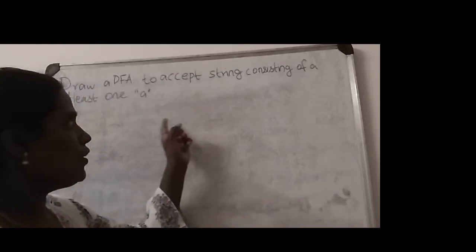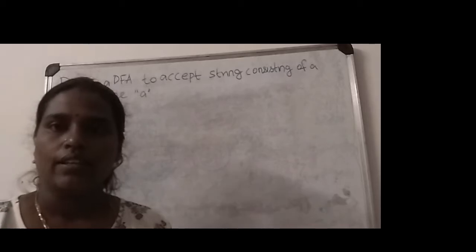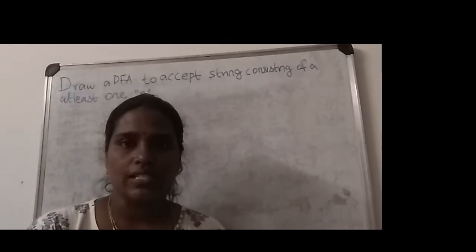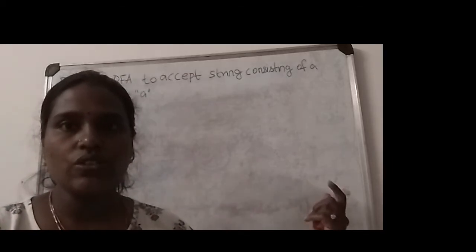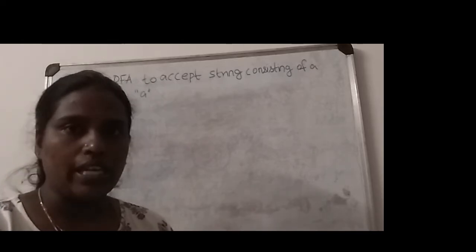Let's discuss how to draw a DFA to accept the strings consisting of at least one A. While reading the question, we need to understand which is a valid string and which is not. Here, at least one A means the string should have a minimum of one A, and at most it may have any number of A's.